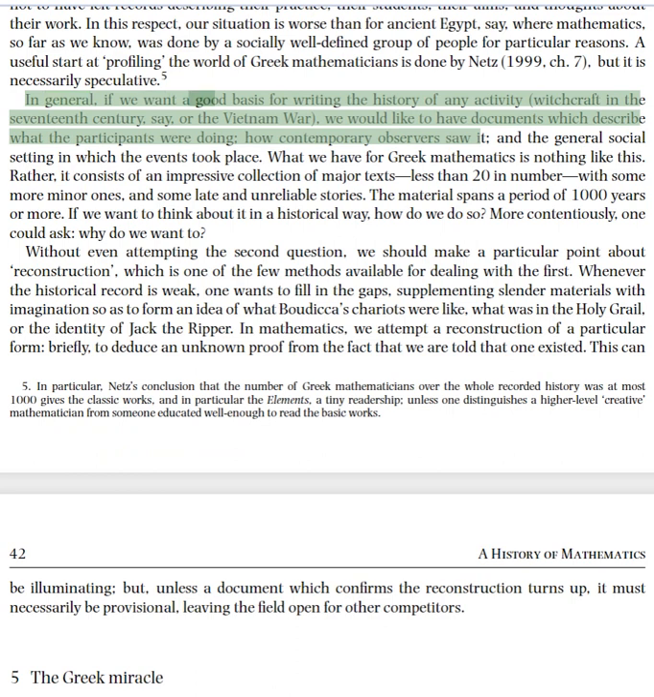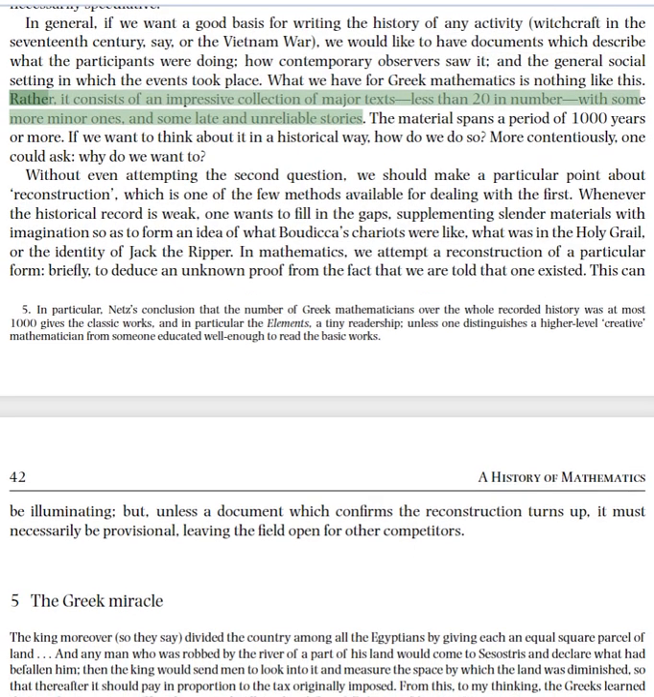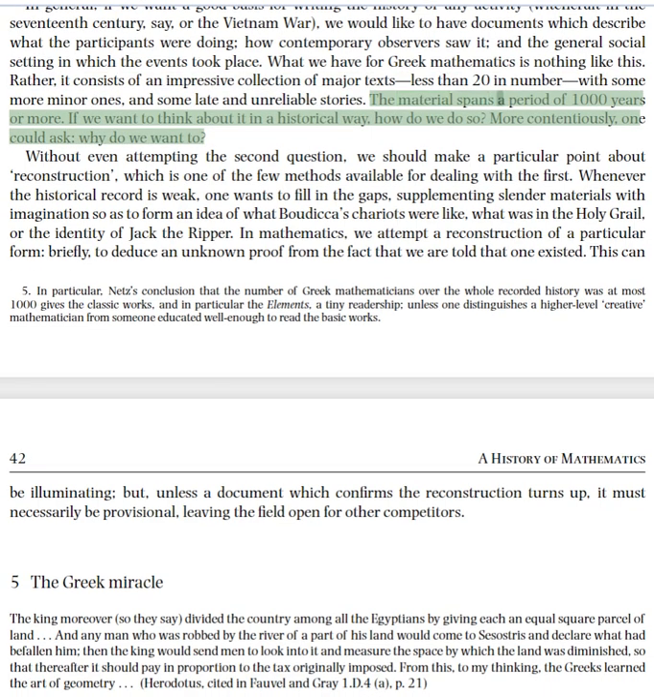In general, if we want a good basis for writing the history of any activity, we would like to have documents which describe what the participants were doing, how contemporary observers saw it, and the general social setting in which the events took place. What we have for Greek mathematics is nothing like this. Rather, it consists of an impressive collection of major texts, less than 20 in number, with some more minor ones, and some late and unreliable stories. The material spans a period of 1,000 years or more.